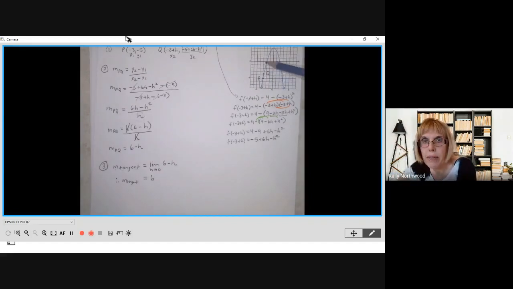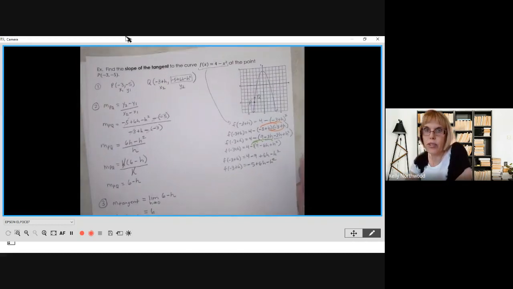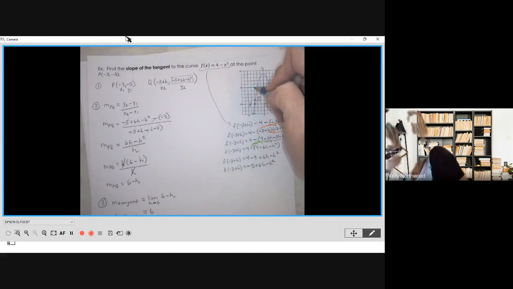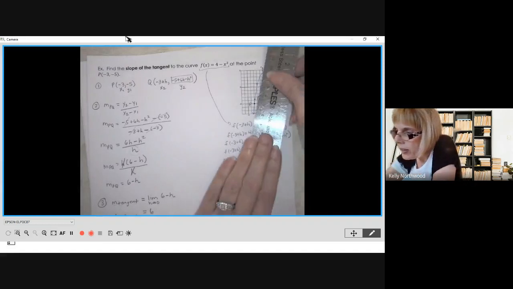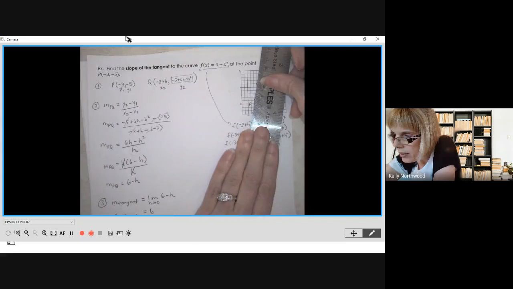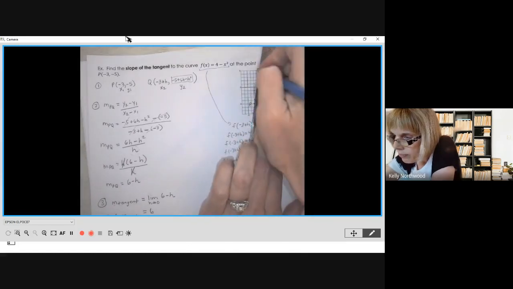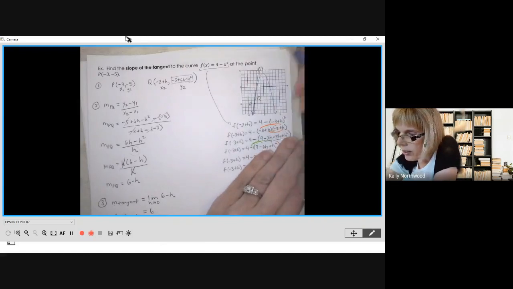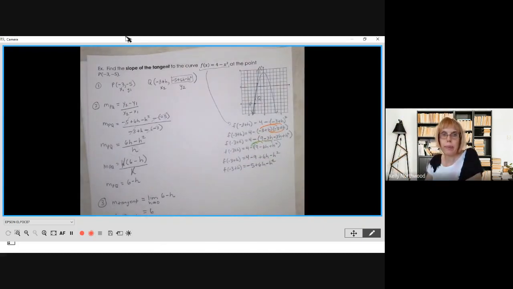Reflect back to your diagram here. Fairly steep. Okay, 6 is steep for sure. That would mean I would go from my point up 6. 1, 2, 3, 4, 5, 6, and right 1. Can't fit any more of that in there, but if I join those 2 points together, my tangent would look like that-ish. And that makes sense. Steep, right?